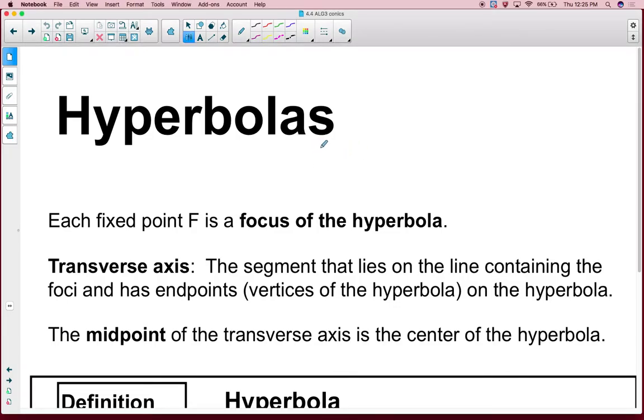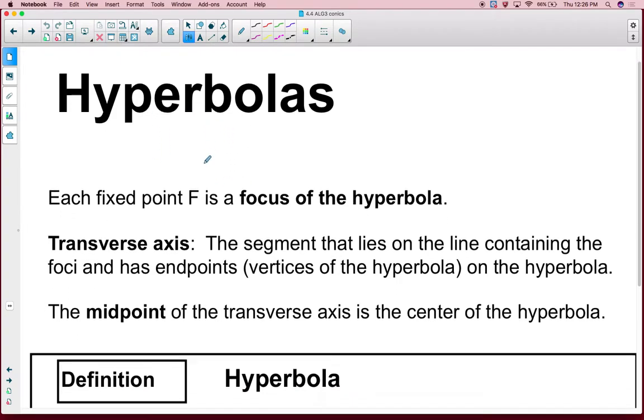Okay, and welcome to 4.4. We're going to be covering hyperbolas in this section. We already covered the other conic sections of parabolas, ellipses, and circles earlier in class. So this video is just going to cover hyperbolas.